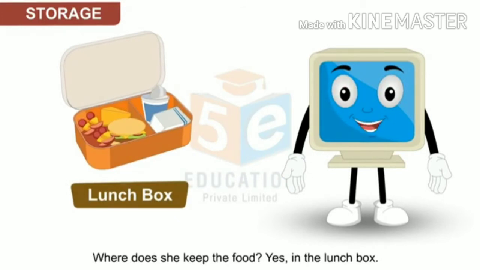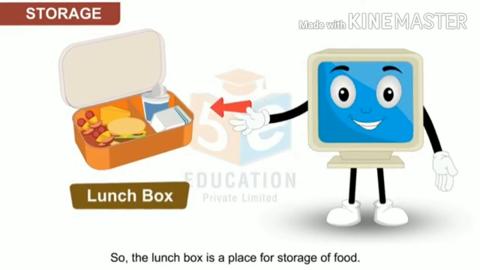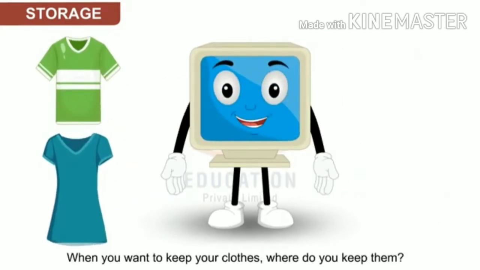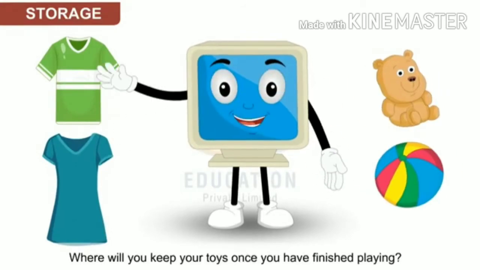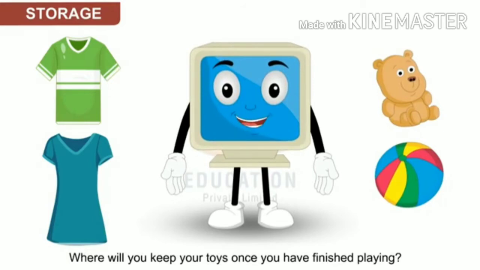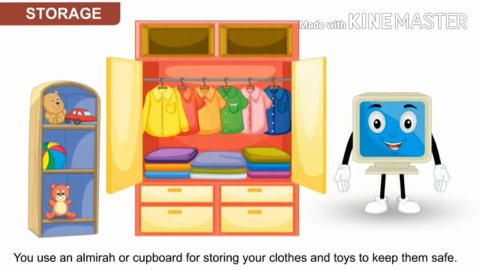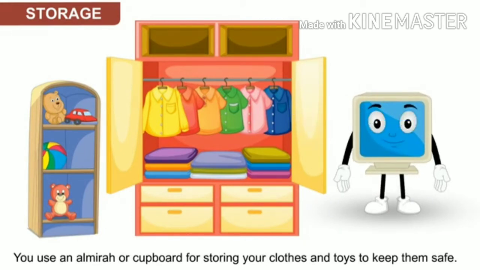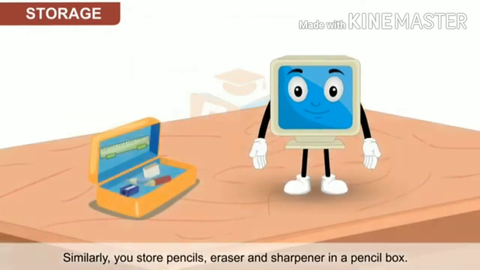Yes, in the lunch box. So the lunch box is a place for storage of food. When you want to keep your clothes, where do you keep them? Or where will you keep your toys once you have finished playing? You use an almirah or cupboard for storing your clothes and toys to keep them safe. So, almirah is the storage place for your clothes and toys.